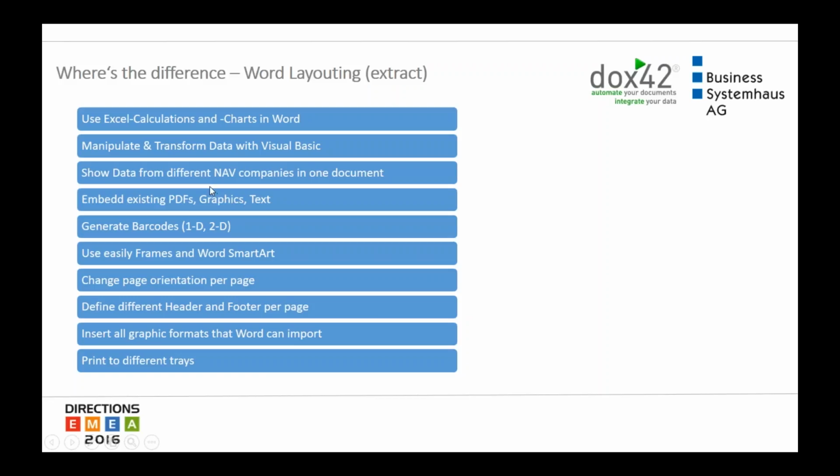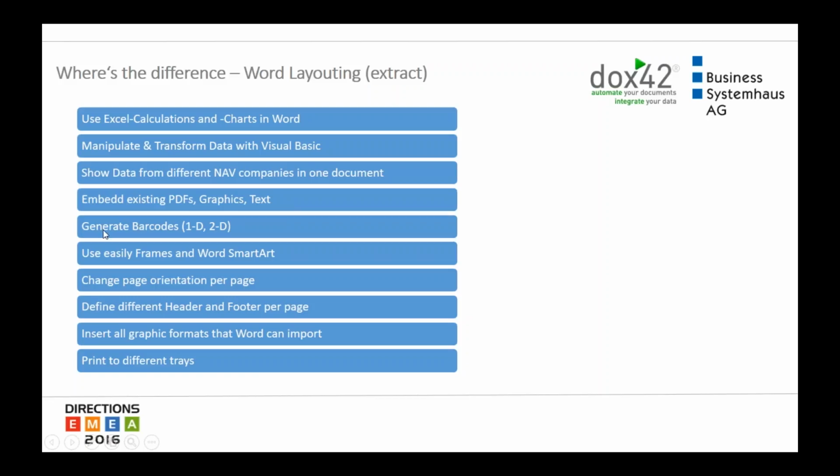Another great thing is we can combine data from different NAV companies in one document. We can even combine data from different NAV databases in one document. And this is not so easy to achieve in normal NAV reporting. Another thing that is often necessary, especially in trade solutions, is to embed existing PDFs or graphics or text. Often you have a code of conduct or other documents or manuals you want to add to your quotes or to your invoices, and they are already somewhere, and you want to add them to your PDF document. Well, you can use PDF merge tools and a lot of things, but normally you want to integrate it in your document, and with our solution you can do that very easily.